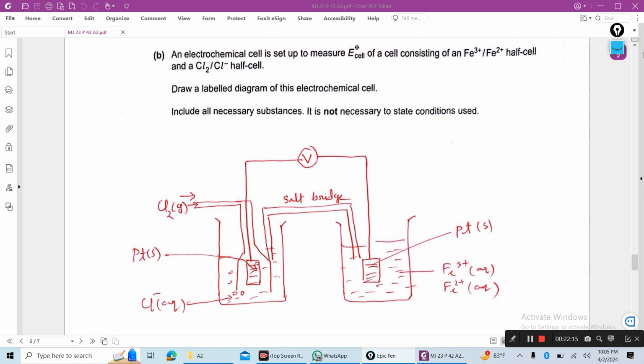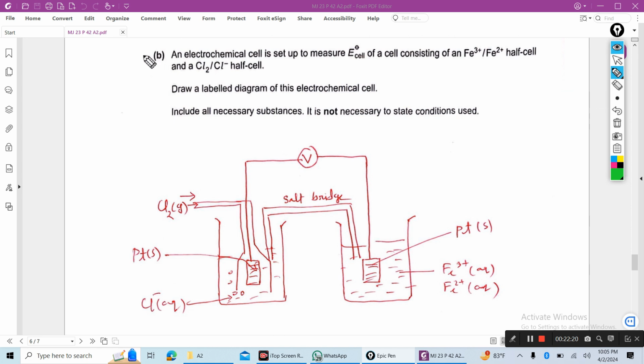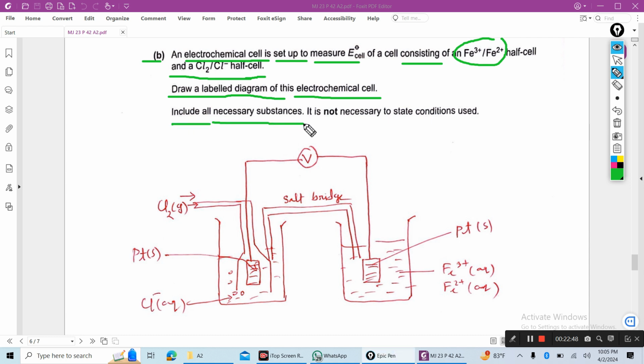Then number B, an electrochemical cell is set up to measure the standard electrode potential of a cell consisting of an iron 3, iron 2 half cell and a chlorine, Cl minus half cell. Draw a labelled diagram of this electrochemical cell. Include all necessary substances. It is not necessary to state the conditions used.